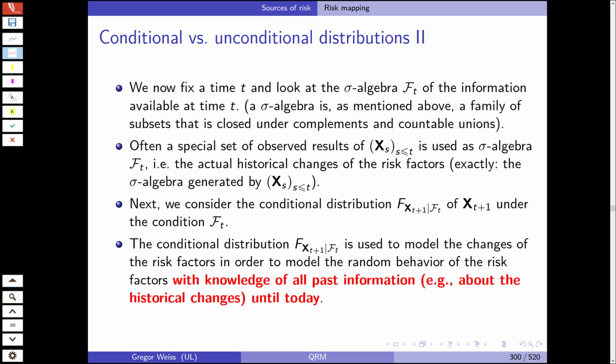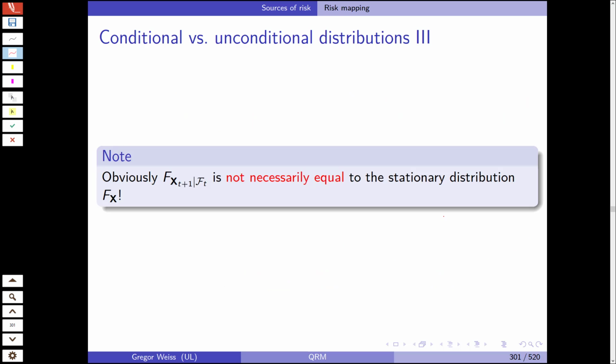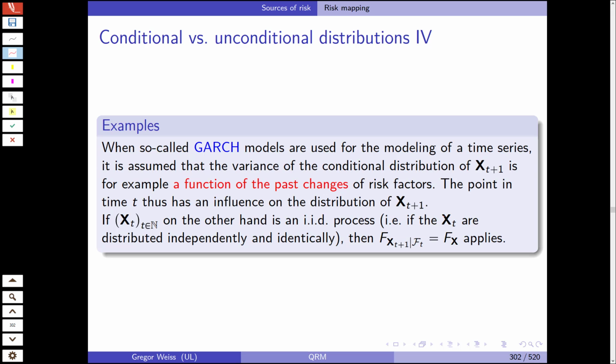What will result is that we are taking not the distribution of the risk factors, but the conditional distribution of the risk factors, saying that we have incorporated all available information up until point t. So this is what is meant by conditional modeling in this context. Obviously, in most cases, these are two completely different models. The conditional and the unconditional distribution will not necessarily be equal to each other, only in some cases, but most of the time this is a completely different way of modeling your financial data.